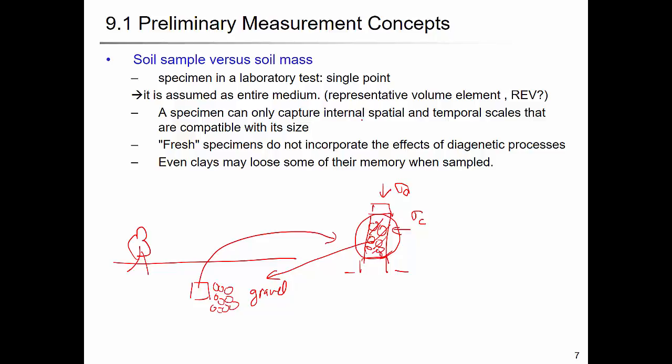A specimen can only capture the internal spatial and temporal scales that are compatible with its size. That's the same meaning that I just told you with the gravel example. And fresh specimens do not incorporate the effects of the diagenetic process, and even clay may lose some of its memory when sampled. For example, with an OCR, over-consolidated clay, the stress memory can be lost.